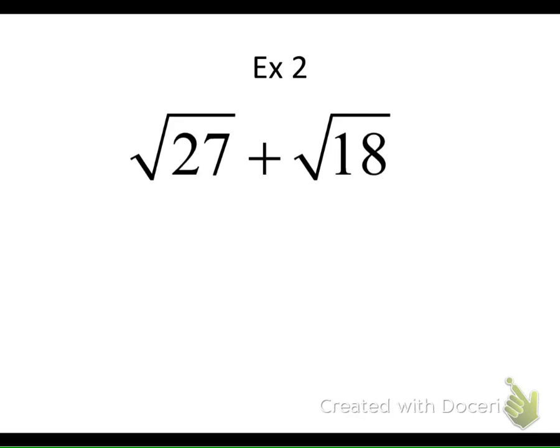So the square root of 27 plus the square root of 18. Now looking at these radicands, are they in simplest form? No. So the very first thing that I'm going to have to do is simplify each of these square roots. Okay? So this is where last week's lesson comes into play. So we have to simplify the square root of 27 and then simplify the square root of 18. So what I do is I go ahead and I factor out both radicands. So what two numbers can I multiply together to get 27? 9 and 3.